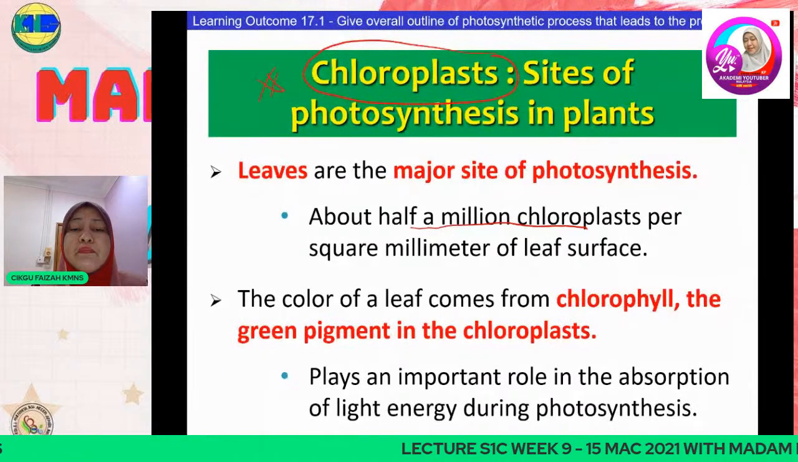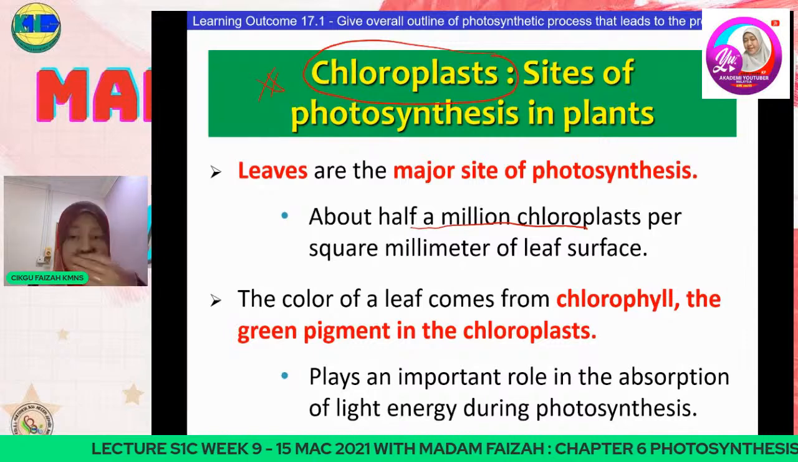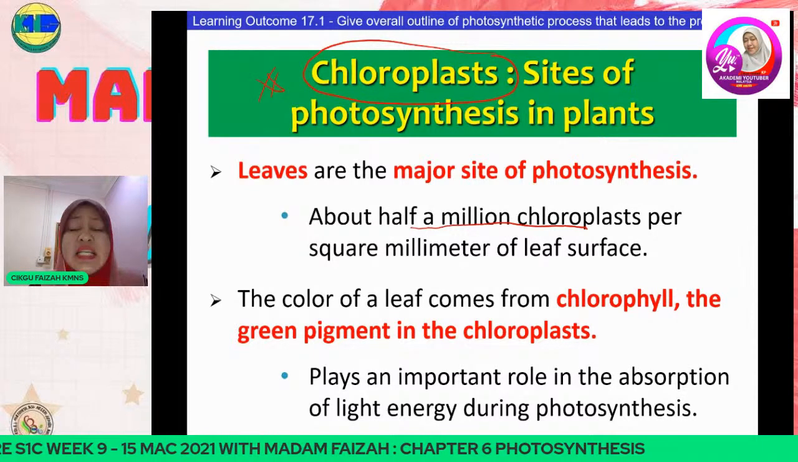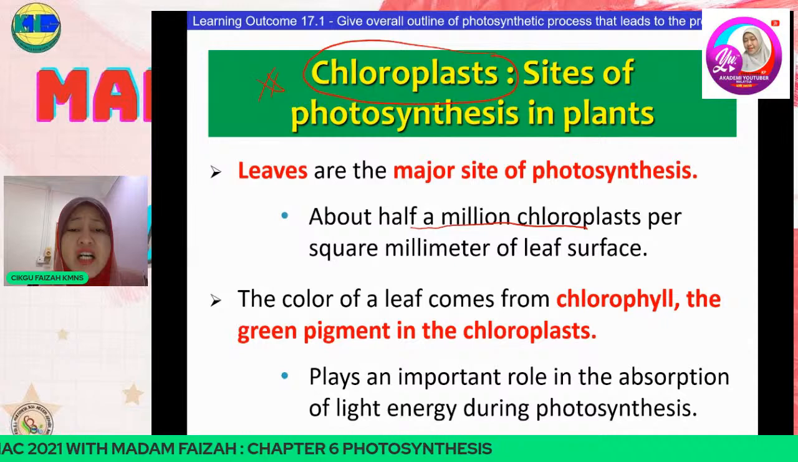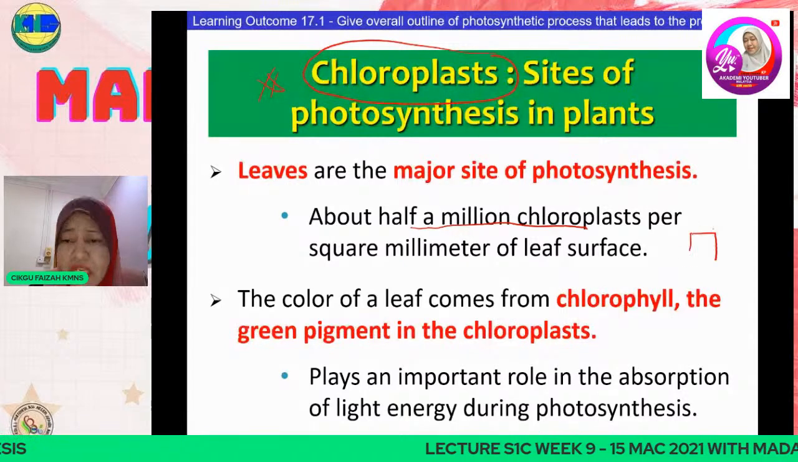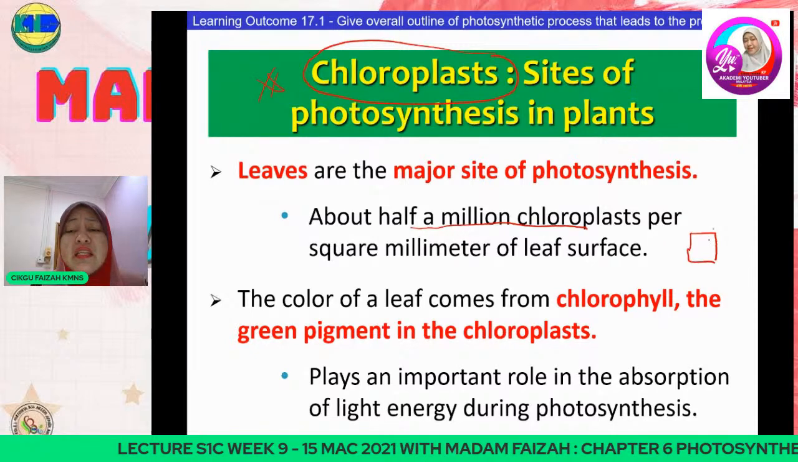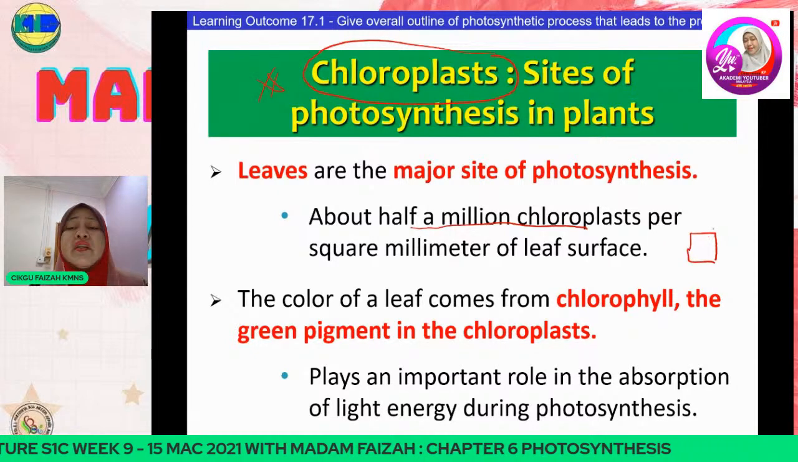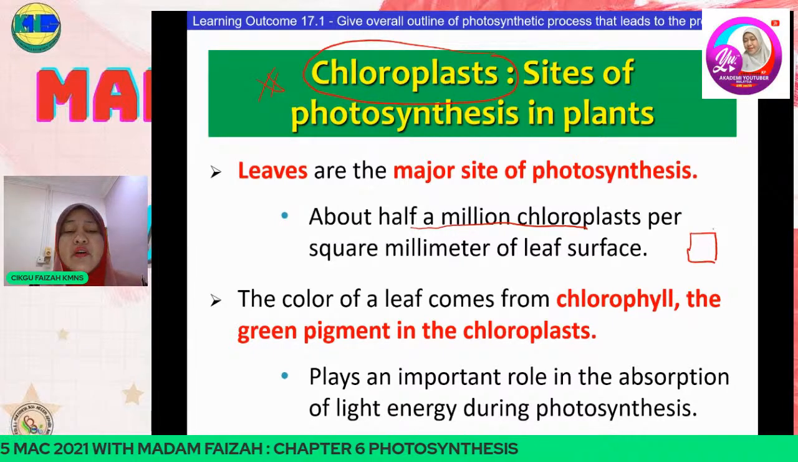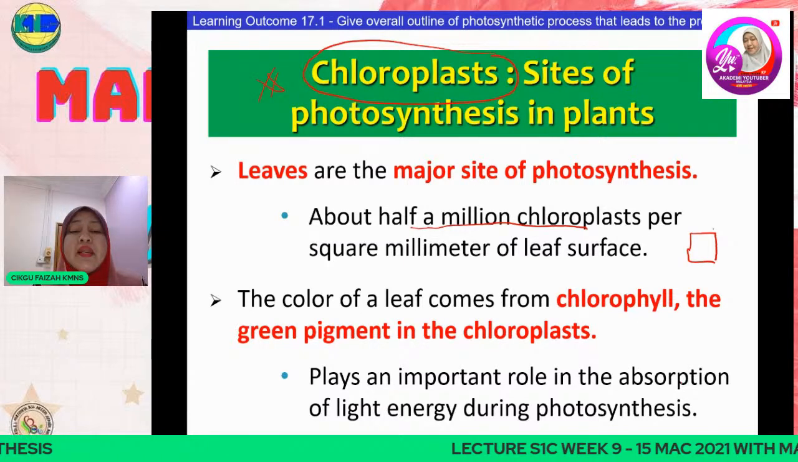You just imagine how God created the leaf. About 500,000 chloroplast per square millimeter. You just imagine class, per square millimeter. Besar ni. So there are about a million chloroplast. So it involves a lot of pigment, chlorophyll. And the color of the leaf comes from the chlorophyll. The green pigment in the chloroplast plays an important role in the absorption of light energy during photosynthesis.